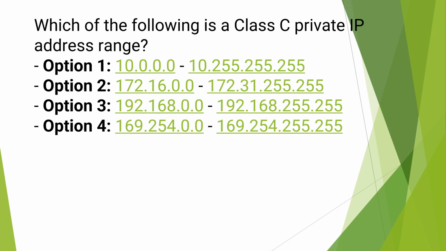Okay, so the class C private IP address range, basically class A, class B, class C. This is a very important, very simple question you can be asked. So basically option number 3 is the correct one, class C. The class C range is option number 3, 192.168.0.0 to 192.168.255.255. This is a class C IP address.